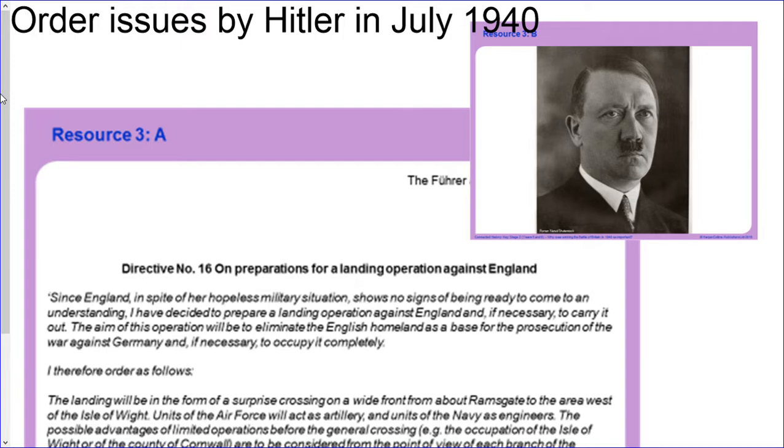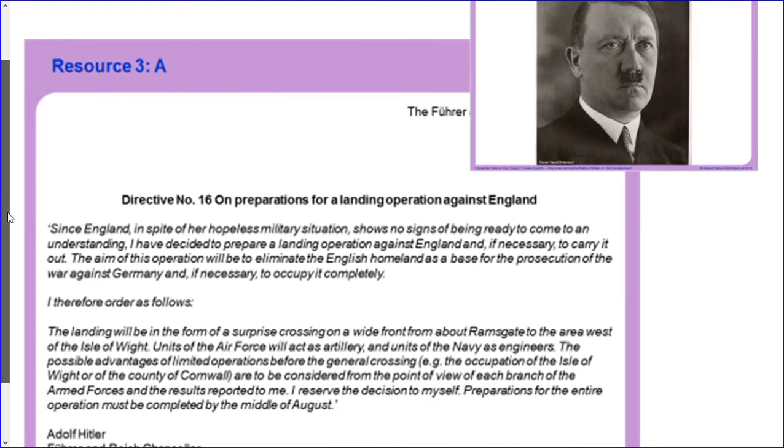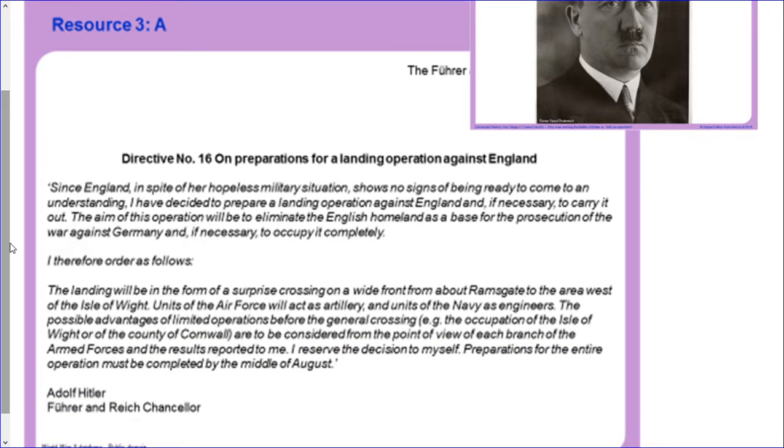So the next image is all about Adolf Hitler. It's the order that he issued in July 1940. We read the first part in the previous slide, but I'll read the rest now for you. So, since England, in spite of her hopeless military situation, shows no signs of being ready to come to an understanding, I have decided to prepare a landing operation against England, and if necessary to carry it out. The aim of this operation will be to eliminate the English homeland as a base for the prosecution of the war against Germany, and if necessary to occupy it completely. I therefore order as follows.